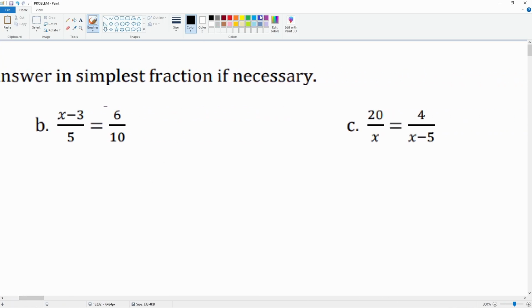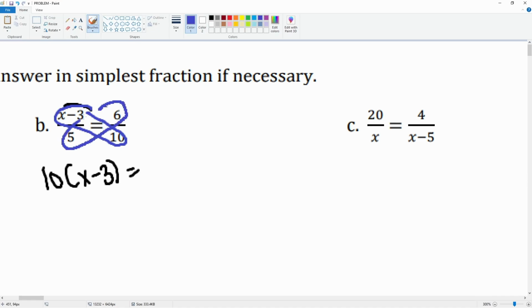Next, we have x minus 3 over 10 here. This is the first wing, so it's 10 parentheses x minus 3 equals the other wing of the butterfly, 6 times 5. Okay. Let's distribute this in. 10 times x is 10x. 10 times negative 3 is negative 30, equals 30 here.